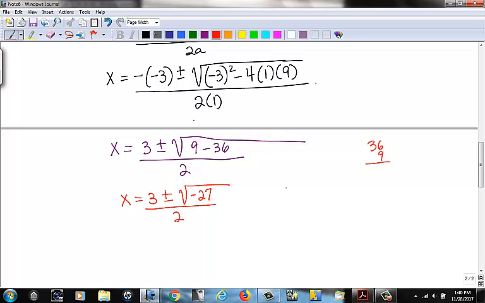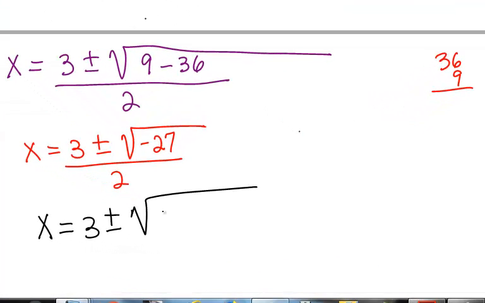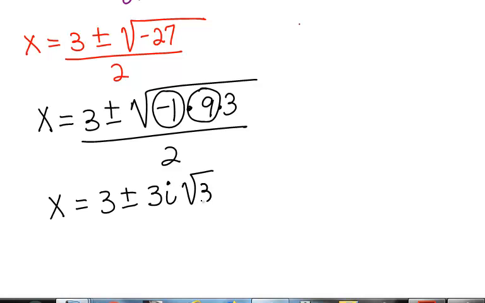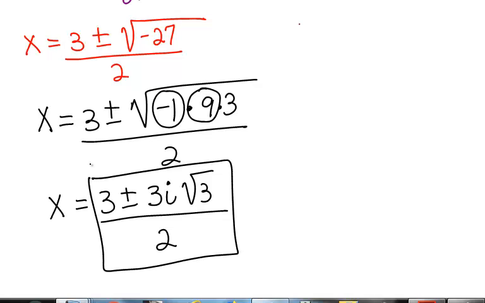Okay, and then split that up. So we'd have x equals 3 plus or minus the square root of negative 1 times the largest perfect square inside there, 9 times 3, all over 2. I can take out i and a 3. So plus or minus 3i radical 3, all over 2. And that's your final answer. So, one step at a time as you're going through.